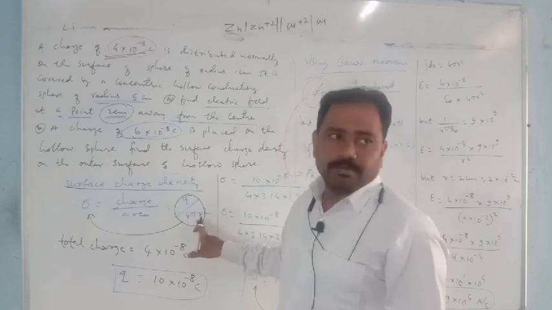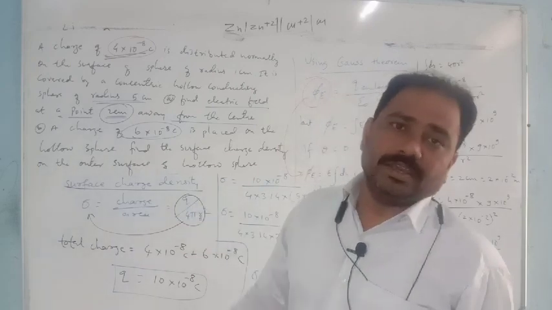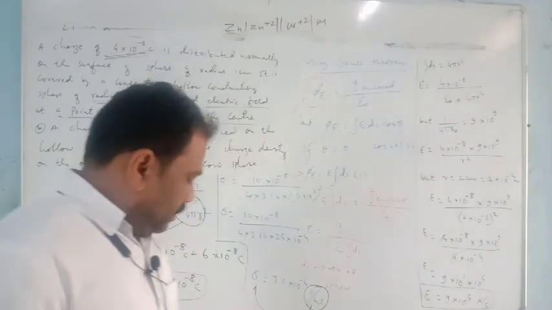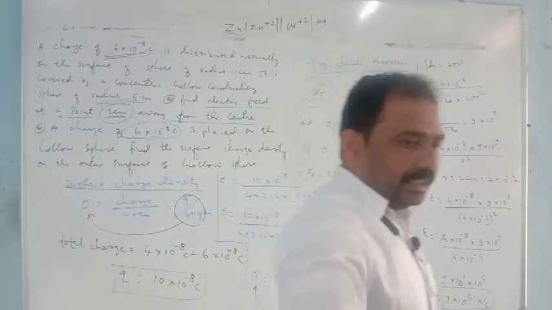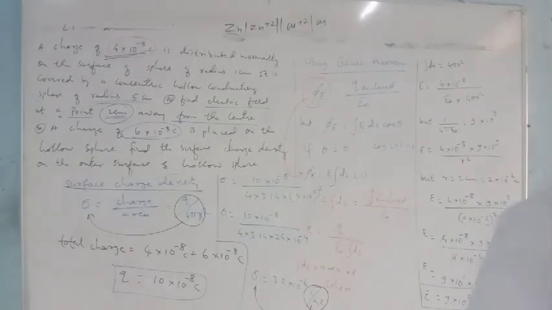Why are we using here 4 pi r square? That is the area of sphere. Okay, so this is the proper method to solve the applications depending on Coulomb's law, or we can say electric flux.